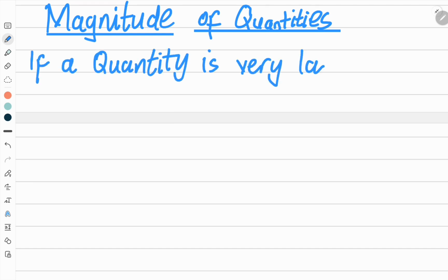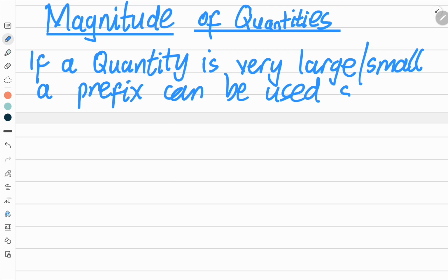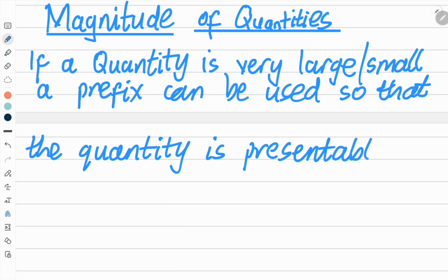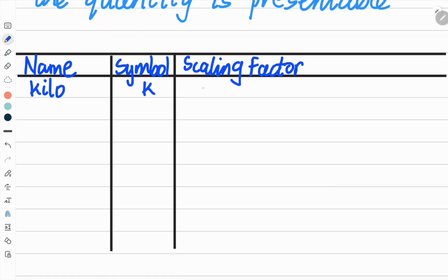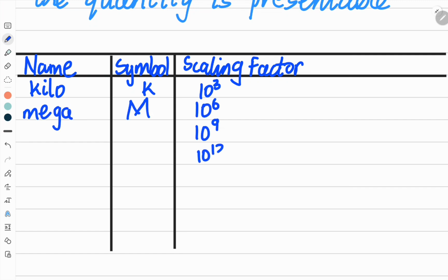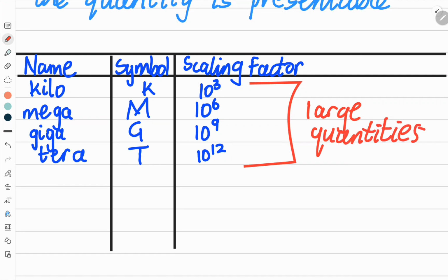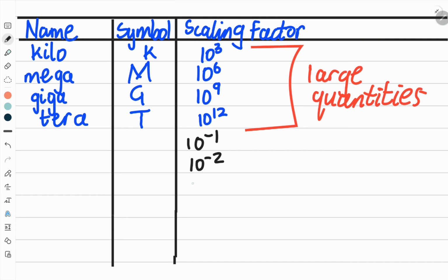So if a quantity is very large or too small, we need to use a prefix so that the quantity becomes more presentable, more compact and easier to work with. We have the following scale factors that we can use for large quantities. 10 power 3 represents the kilo, then the mega is 10 power 6, the giga is 10 to the power 9, the tera is 10 to the power of 12. All these you can use as prefixes for large quantities.